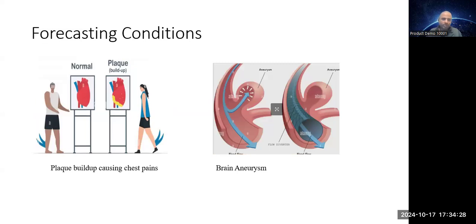Forecasting conditions. Should you have a plaque, for example, which may lead to a heart attack, which may lead to cardiovascular disease? Should you have any kind of brain condition, a brain aneurysm, which may rupture anytime? These are all conditions that the insurance company would want to know about. And the reason, again, is the same: to underwrite risk, to make sure that the insurance coverage they're offering you is a profitable venture for them as well.